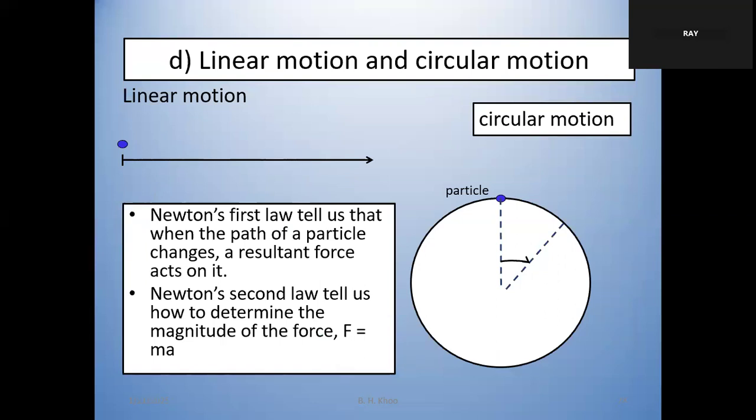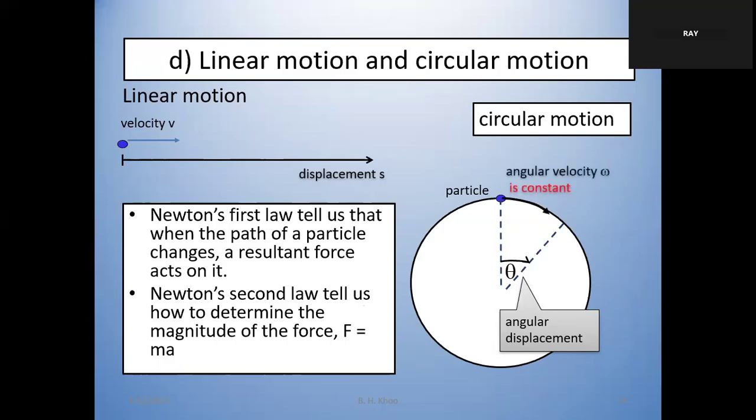Right? Linear motion and circular motion. Now we are just repeating the whole thing. Angular displacement, where you have displacement in linear motion, velocity becomes angular velocity. Right? Remember this time, angular velocity is constant, or speed is constant.